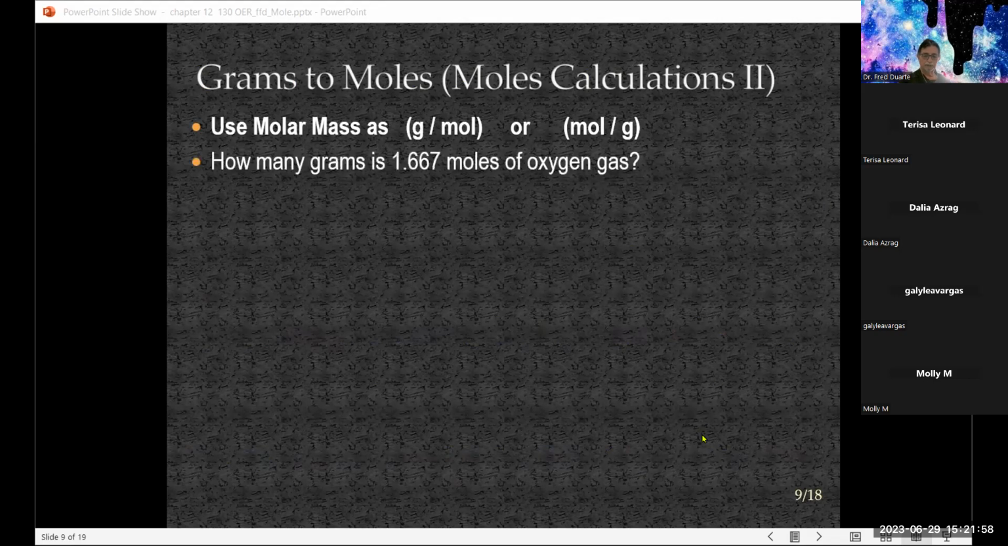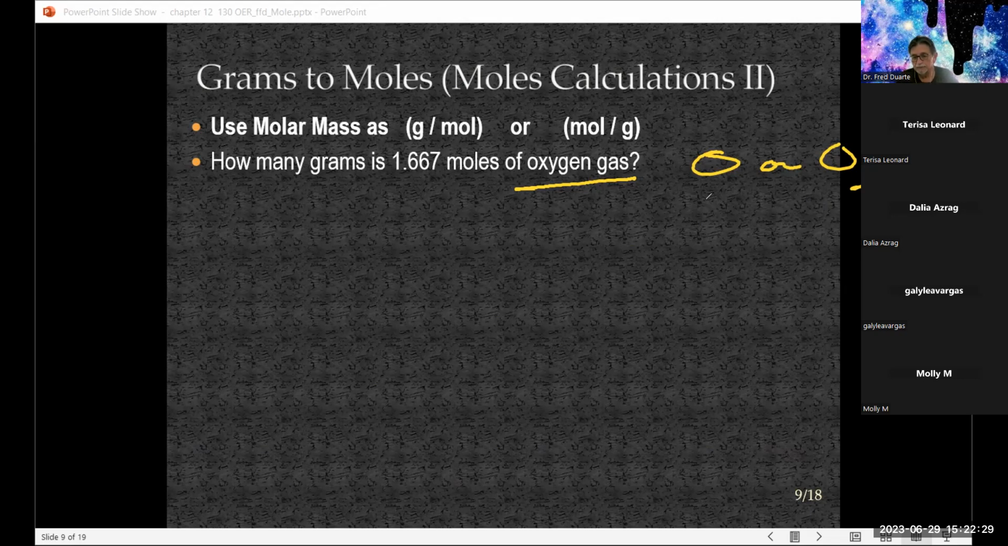Okay, for example, the question says here, how many grams is 1.667 moles of oxygen gas? Now, the key thing here is this. We need the molar mass. We're talking about oxygen gas. Now, which oxygen are we talking about? O or O2? O2, good, because it's oxygen gas.